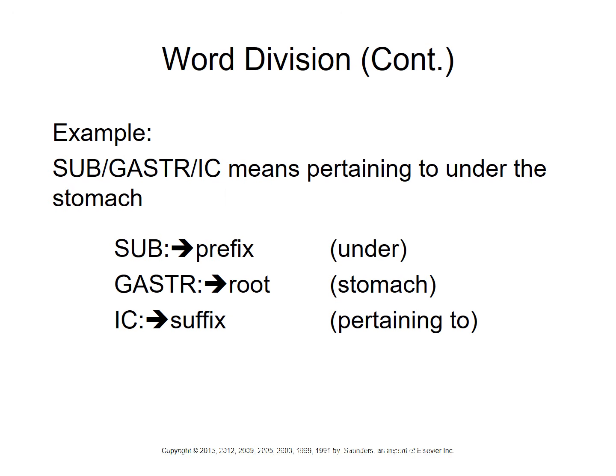Here's that term we looked at before, subgastric, which means under the stomach. So sub is the prefix, under. Gastr is the root, which means stomach, and then ic is the suffix, which means pertaining to. So we've got the term subgastric, pertaining to below the stomach.